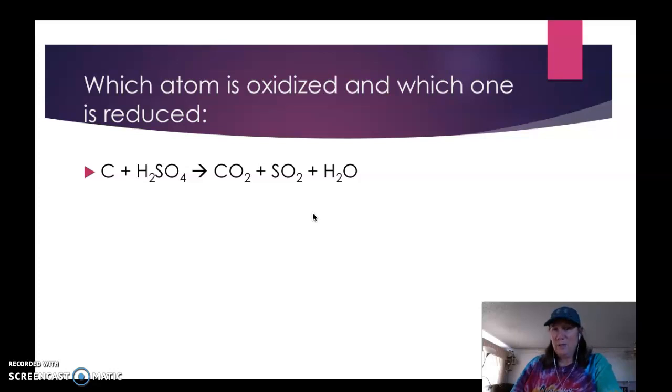They gain electrons, okay? So if you look here, I look for elements by themselves. So I have carbon by itself, okay? So here carbon is 0. Whenever you have an element by itself, it's 0.